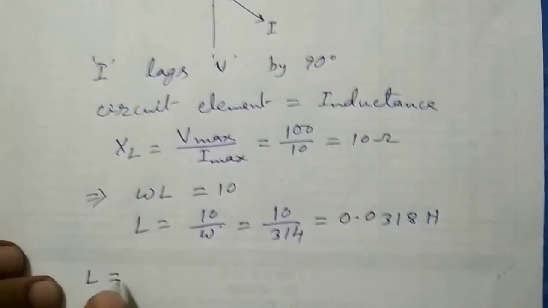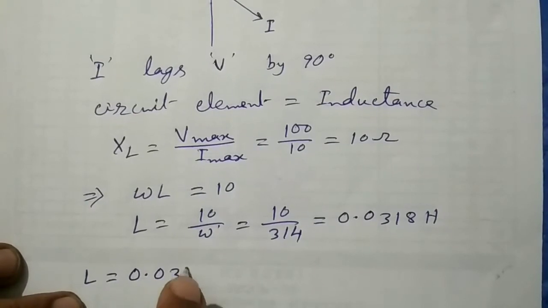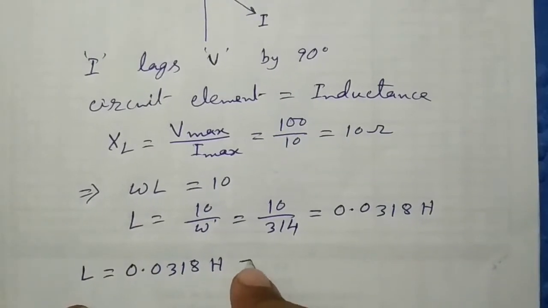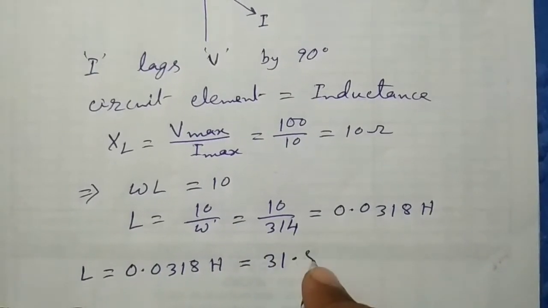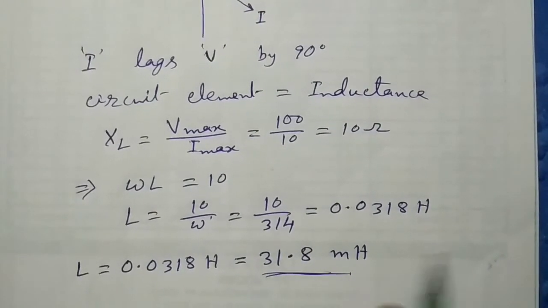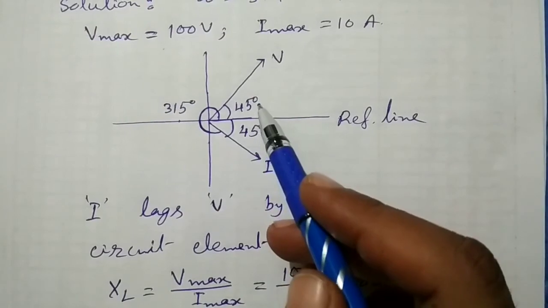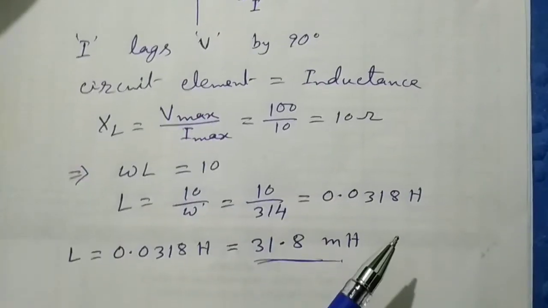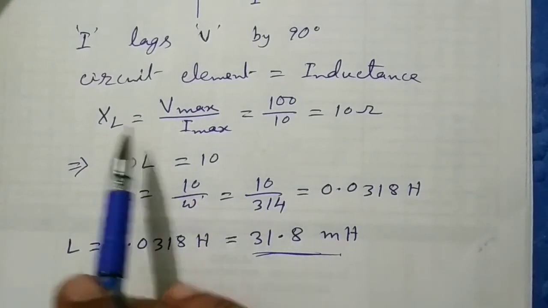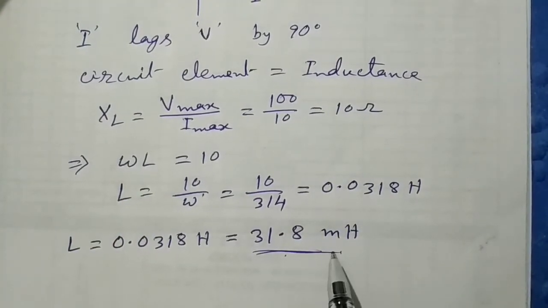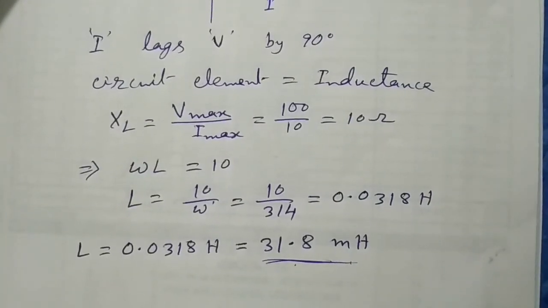So the value of the inductance is 0.0318 Henry, or if we want to change it to millihenry, it will be 31.8 millihenry. So this is the answer. The circuit element is inductance that we have found from the phasor diagram, because here the current is lagging the voltage by 90 degree, and by using the formula that we have already discussed, we calculate the value of XL, and from XL we can find the value of L. So this is the final answer. Thank you.